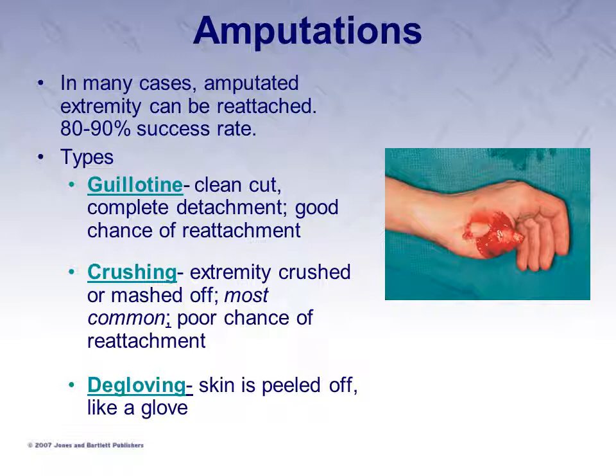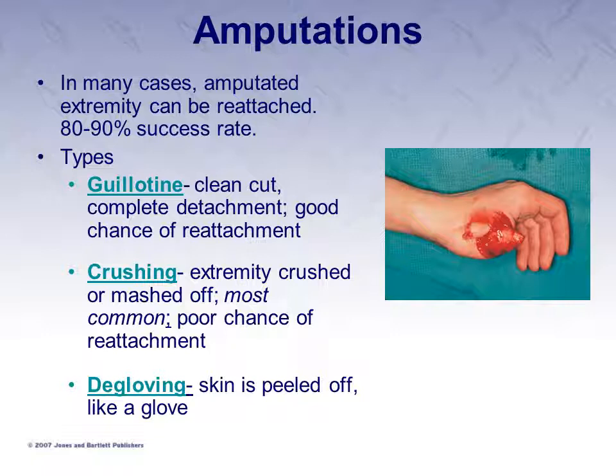Amputations. Here's a good picture. There's lots of different types of amputations. The good news is that oftentimes, 80 to 90% of the time, a limb or an extremity can be reattached, depending on the type of amputation. The first one is a guillotine. This is just what you think of as an amputation: a clean cut, a complete, detached limb from the body. These have the best chance of reattachment.